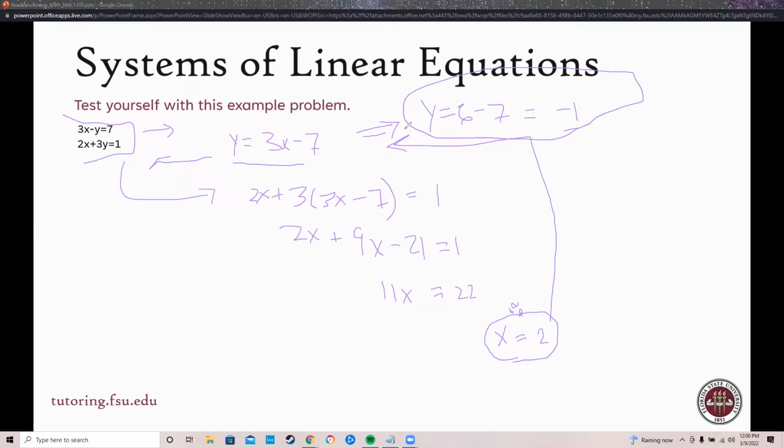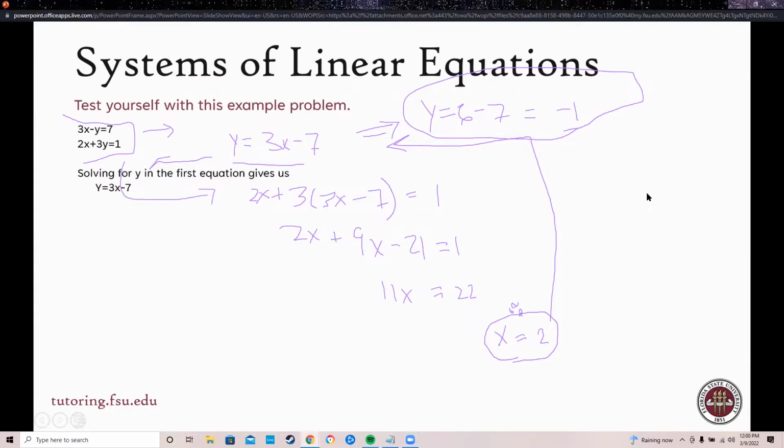We can test ourselves too by plugging them back into any one of these equations to see if it makes sense. So if I plug both x equals 2 and y equals -1 into the first equation, I will get 3 times 2, which is, well, actually, we already did it for the first equation, to get y. So if I do the second equation, I'll get 2 times 2, which is 4, plus 3 times -1. So it's 4 minus 3, which ends up being 1. So this all makes sense. And we can check ourselves right now.